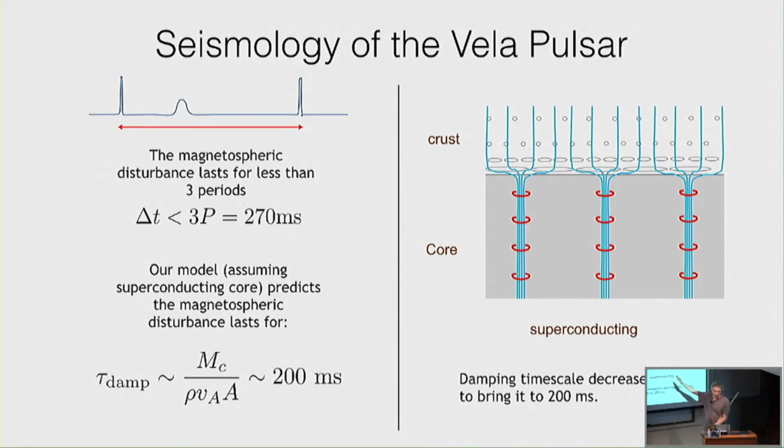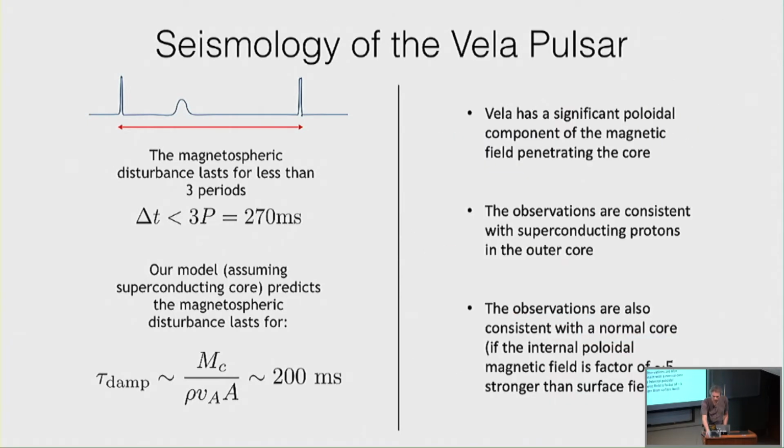This is a very good point. It's also unique because it's bright enough that you can see the individual pulses. So I hope that I have convinced you that at least in the case of Vela, we have some circumstantial evidence from this glitch that it has some significant poloidal component of the field that penetrates the core.